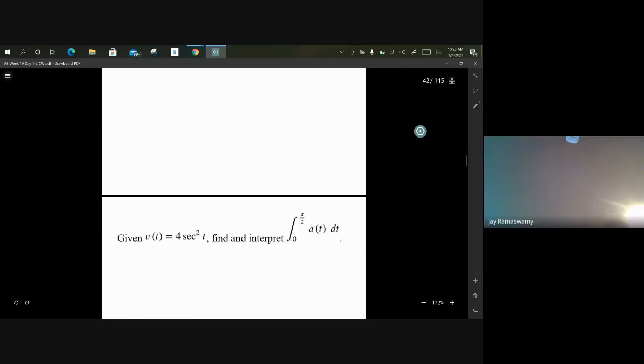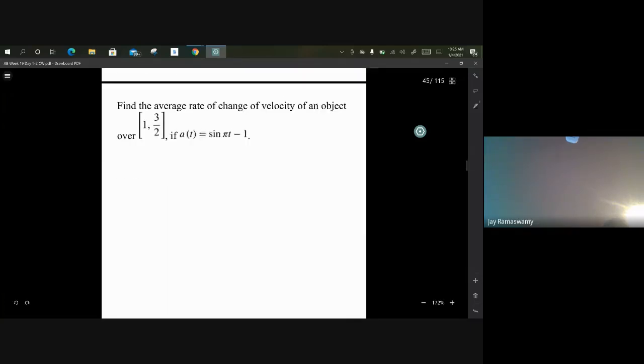Let's do some examples on net change corollary. I'll do more of these examples in office hours.